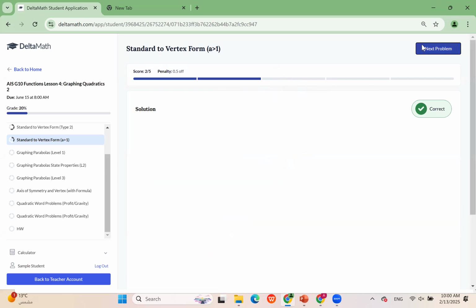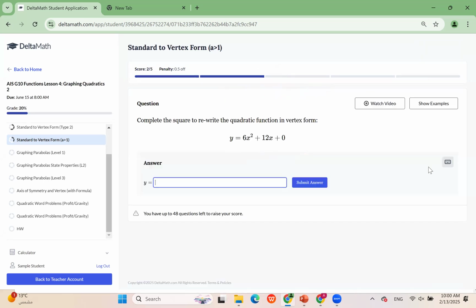Let's try a third problem. So we have 6x squared plus 12x plus 0 again. So we have y equals 6 times x squared plus 2x plus 0. And we want to complete the square for the bracket. So y equals 6 square brackets or rectangular brackets plus 0. And here we have x plus 1 all squared minus 1.